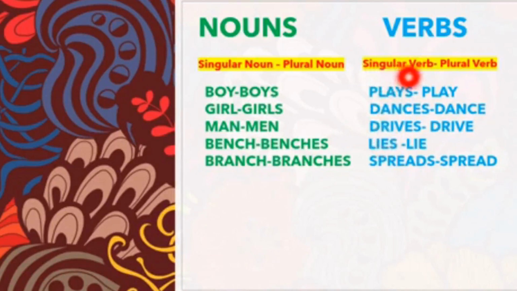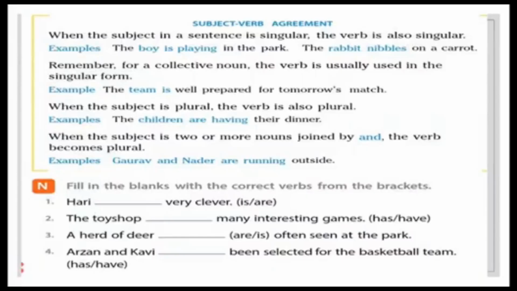The examples of singular verbs are plays, dances, drives, lies, spreads. And examples of the plural verb are, when we remove s and es, play, dance, drive, lie and spread. So dear children, we have to use this singular verb and plural verb according to the nouns which are used in front of them. So dear children, let's begin with our textual exercises.